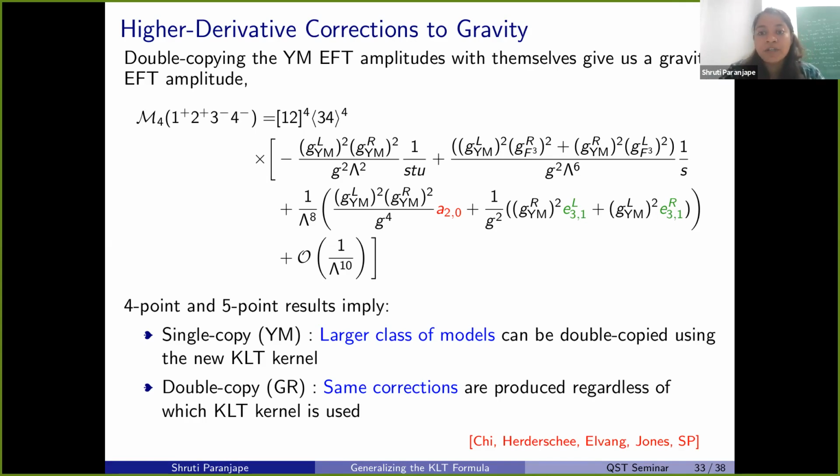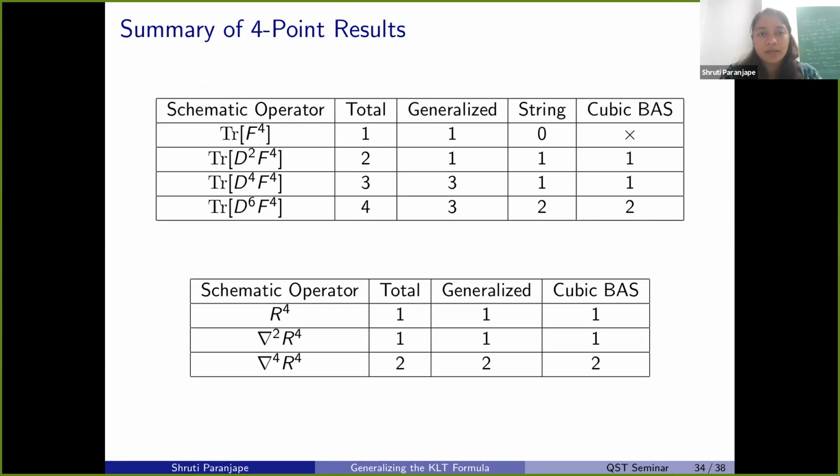So a summary of our results at 4 point, and the 5 point ones are quite similar, are given over here. This tells you the total number before any constraints are placed. This tells you with the regular cubic adjoint, with the string kernel, and then with the most general kernel. And these are the numbers. You can see that in the case of gravity, all of these numbers are the same, and we don't know why.